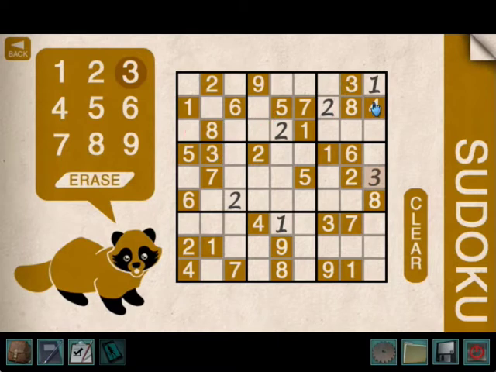I forgot what the name of this is where you pinpoint stuff like this. I just call it pinpointing. I know people have a name for it in Sudoku circles. I think I'll just leave the rest of the 3s alone for now.